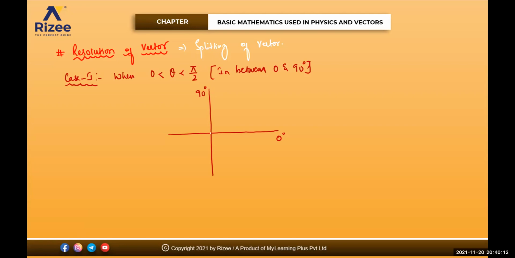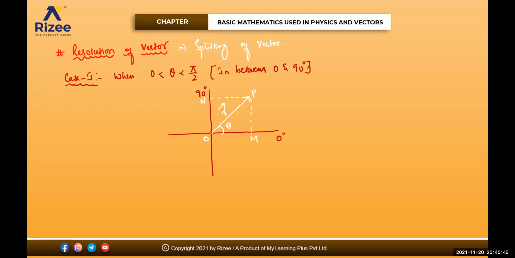See, if I am having a vector here right now, this is your theta. This is your origin O, and this is some vector P. To resolve it, this will be the y-axis, this will be your x-axis. Now this will be equal to your m, and this will be equal to your n. Now how do you write that vector? This is some resultant vector r bar.